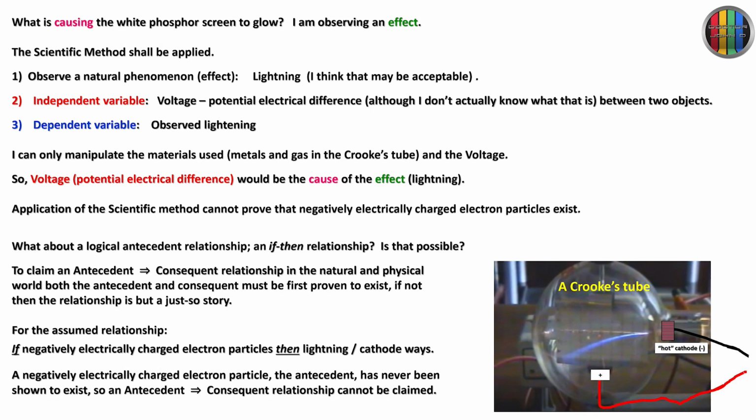What is causing the white phosphor screen to glow? I am observing an effect. The scientific method shall be applied. 1. Observe a natural phenomenon, effect. Lightning, I think that may be acceptable.